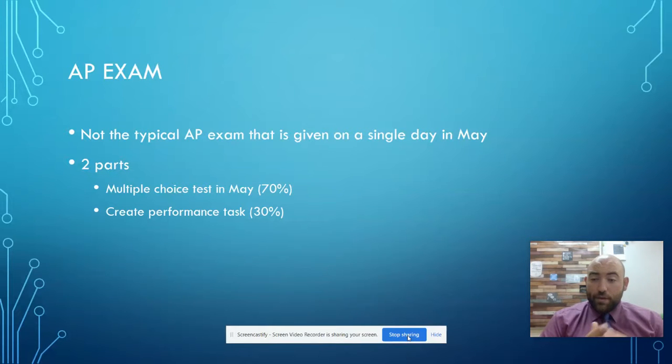So whether you're going for the AP credit or not, you are still going to take that performance task and work on it. If you're not going for the AP credit, what you don't need to worry about is the multiple choice test in May, which counts for 70% of the AP grade. If there are any questions there, please feel free to email me.